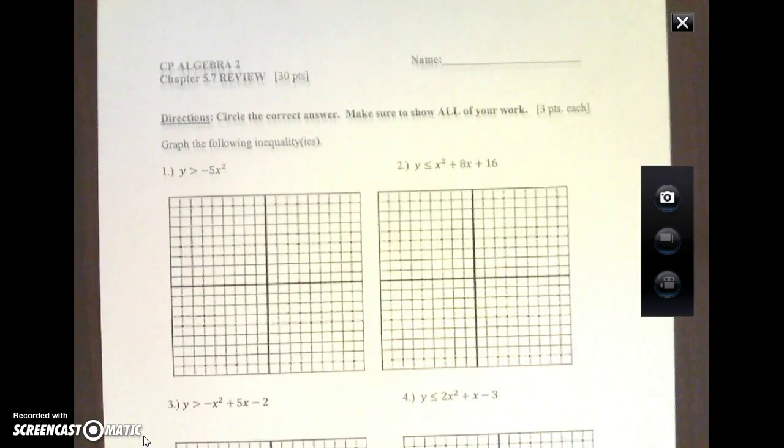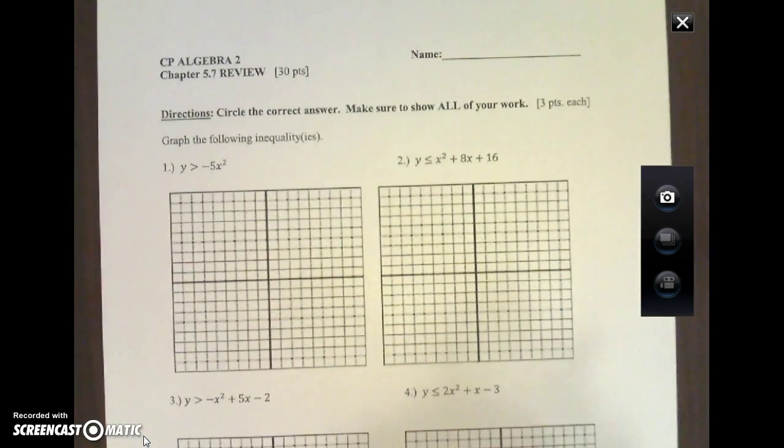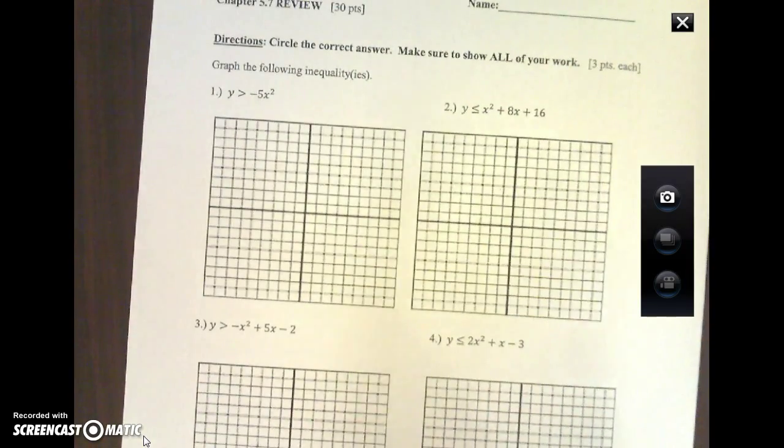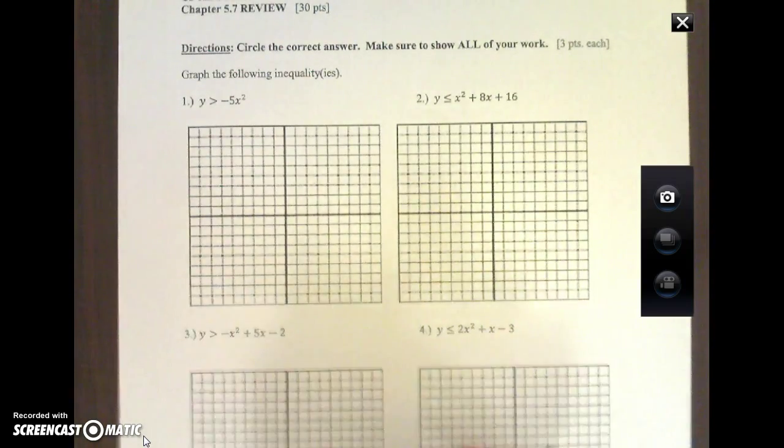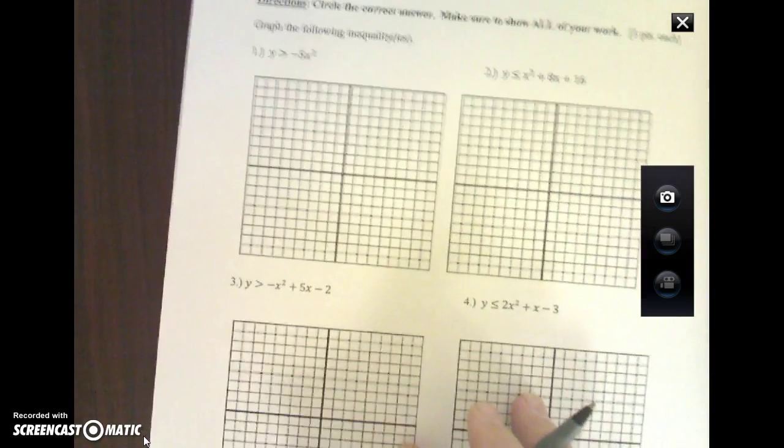Okay, ladies and gentlemen, what we have for you here is we're going to make two videos up. One for the front half of this 5.7 review, which is just graphing inequalities and or quadratic inequalities, and then I will make a second video up showing you the back. So there is some new stuff on this. But here we go. Let's get going with this.